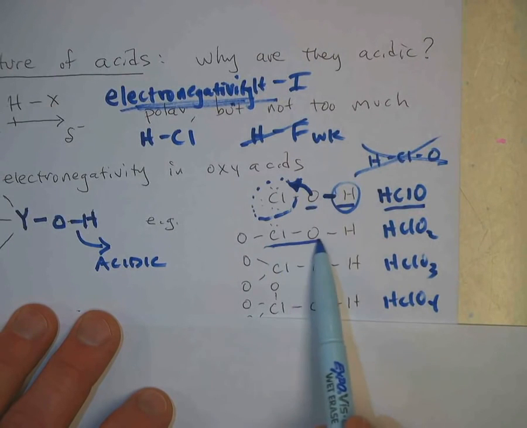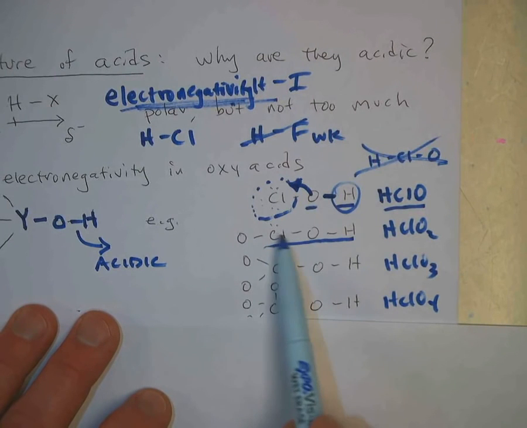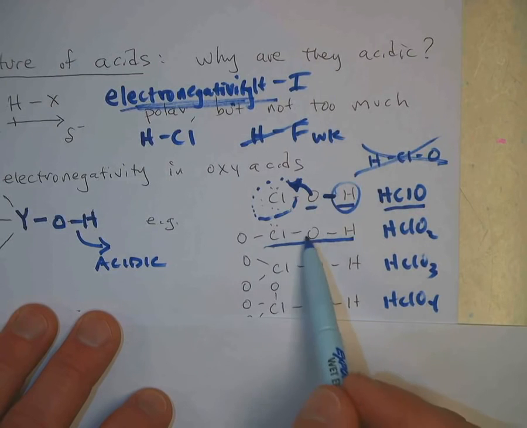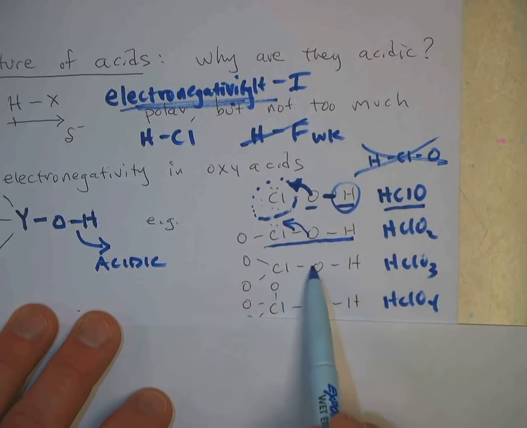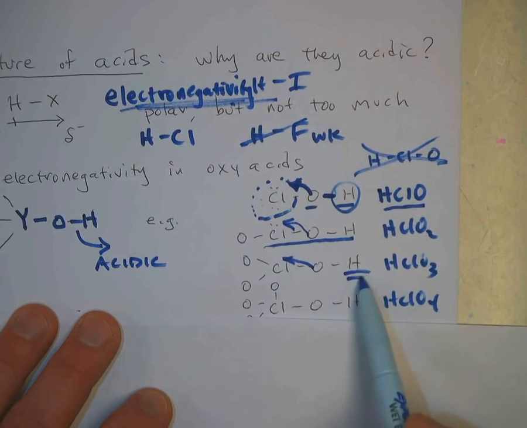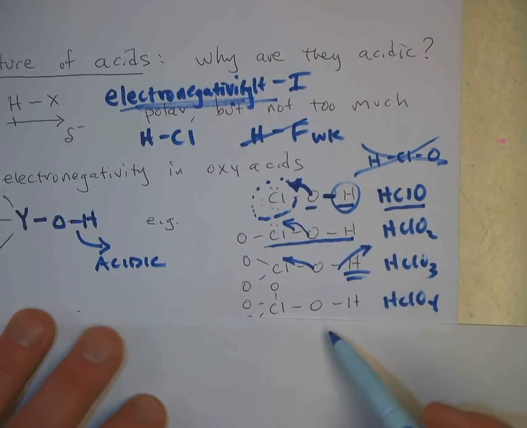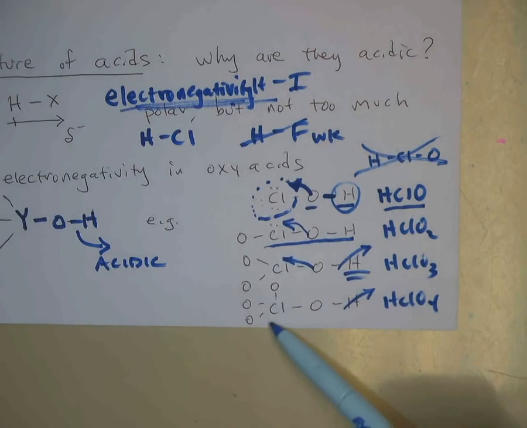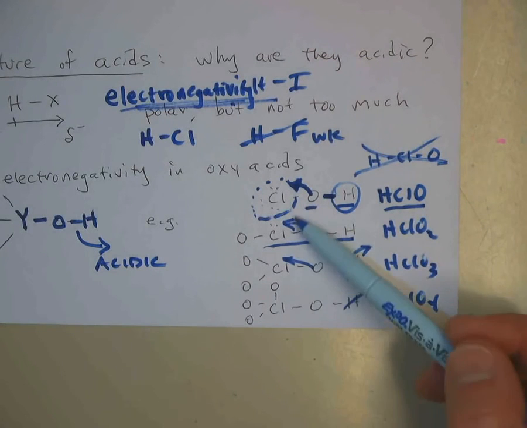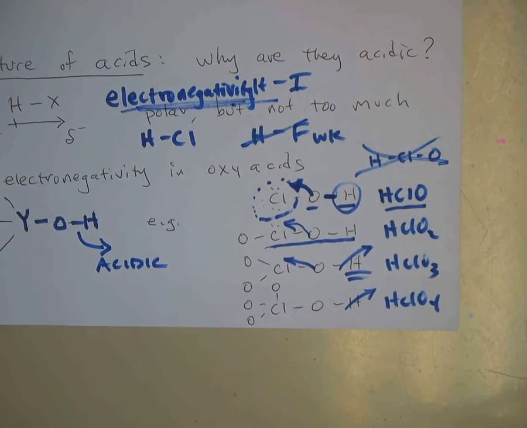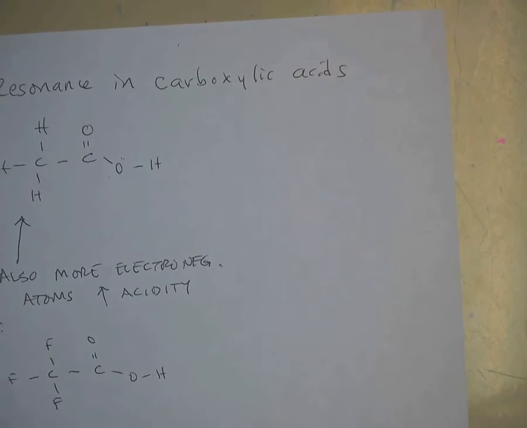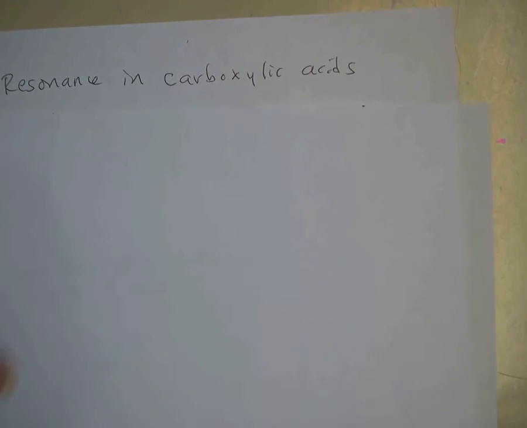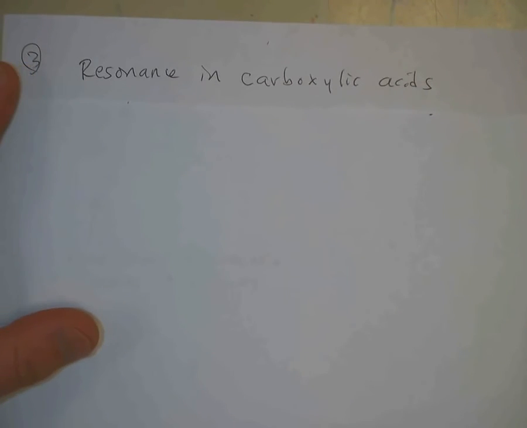This gets a little bit stronger now because you have an oxygen connected to the chlorine, pulling the electrons this way. 2 oxygens connected. Whoa, yeah, this one's strong enough now where the hydrogen can be released pretty easy. And this one's the strongest of them all. It can release the hydrogen very, very easily. So you can see the more electronegative the atoms are around the central atom, the more acidic the substance will be.